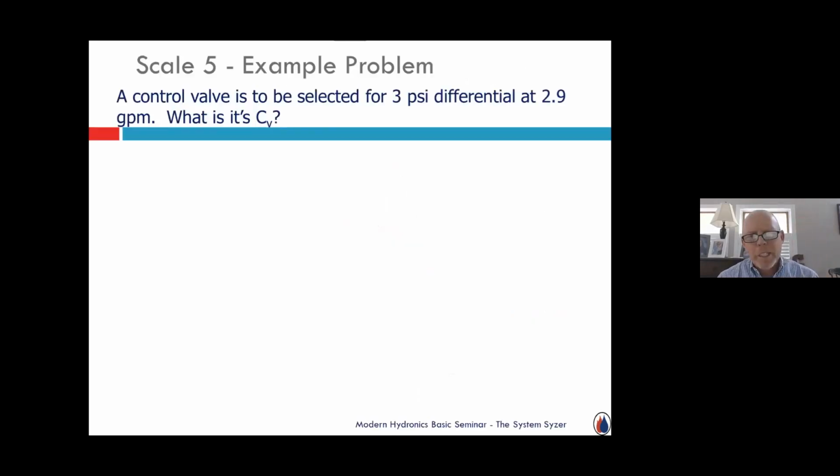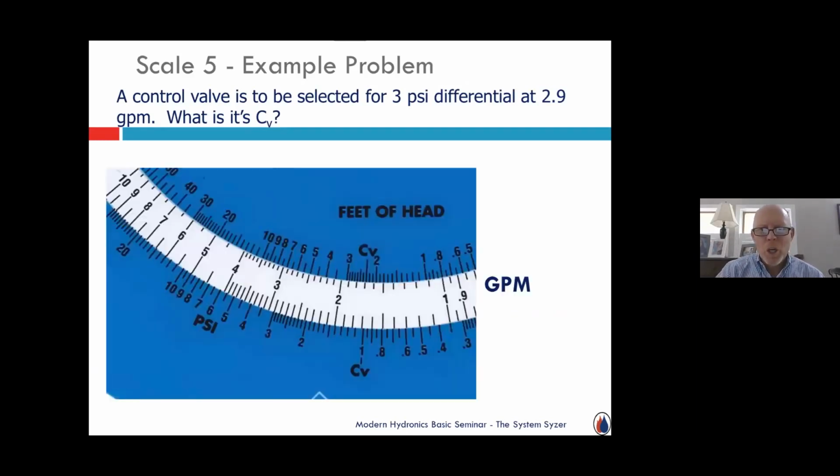So a control valve is to be selected for 3 PSI differential at 2.9 gallons a minute. What is its C sub V? So what do I know? I know that someone said at a flow rate of 2.9, I want a pressure drop of 3 PSI. So this is my known in this particular question. The GPM right here is in the white band. He said PSI, so I'm looking down here where it says PSI, and I'm going to take my 2.9 GPM and line it up opposite this 3 PSI, because those are my 2 known factors.